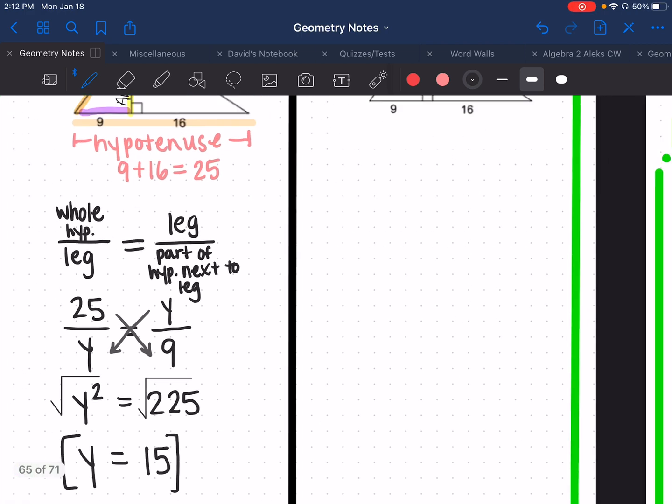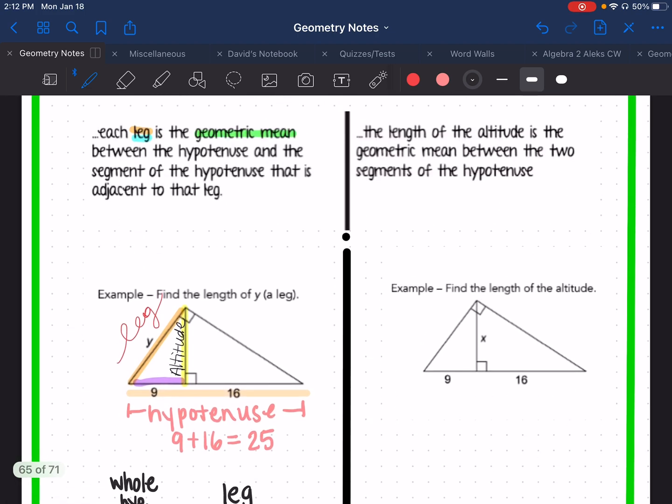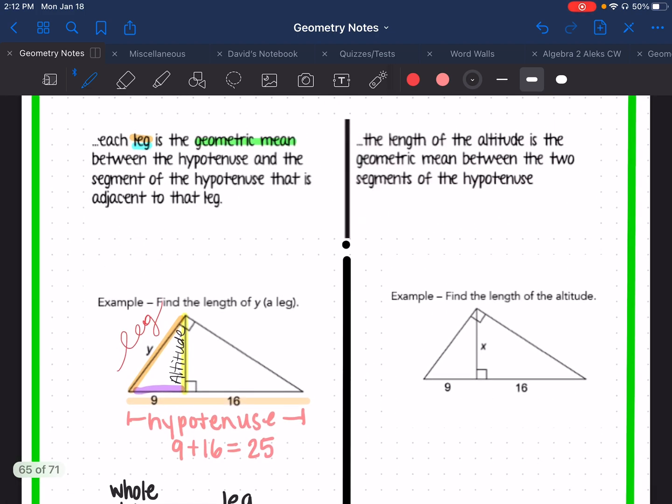All right, let's take a look at the next one. The length of the altitude is the geometric mean between the two segments of the hypotenuse. So let's go right in here and notice that now it's saying that the altitude is going to be given to you. It's going to be marked. Remember, I can mark it with a number or I can mark it with a variable, a letter. So I always start by finding the altitude. And as you can see, this time my altitude is marked with the variable x.